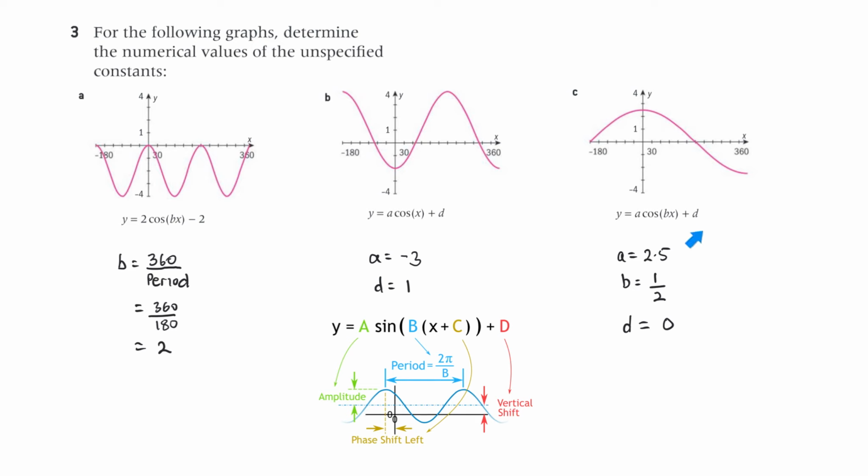And then we've got to look at B. Now the period is going to be from peak to peak here. So that's going to be 720 again. So B, as we can see from here, is 360 divided by 720, so that's a half.